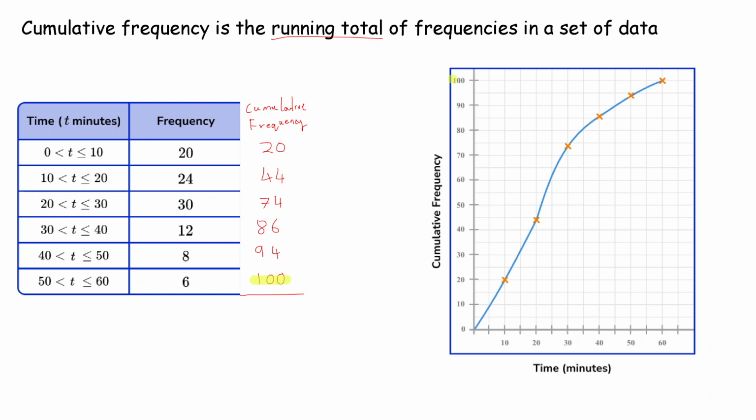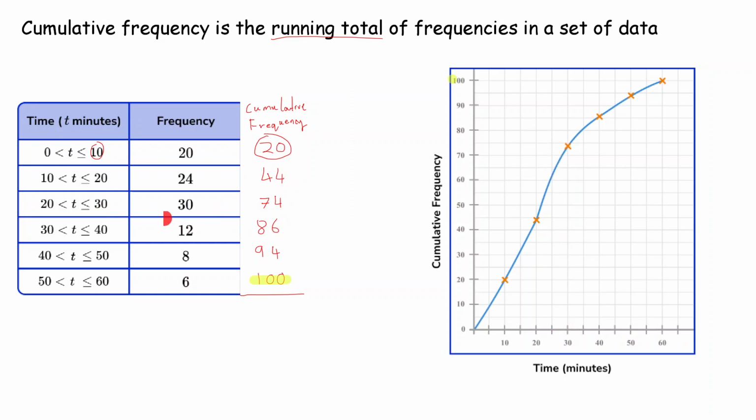But you always plot your point, so you look at your interval and you plot the last number in the interval with the cumulative frequency part. So for example here we've got 10 being plotted with the cumulative frequency of 20, which is this first point here. We've then got 20 being plotted with the 44, so 20 and 44. We've then got 30 being plotted with 74, 30, 74, so on and so forth.